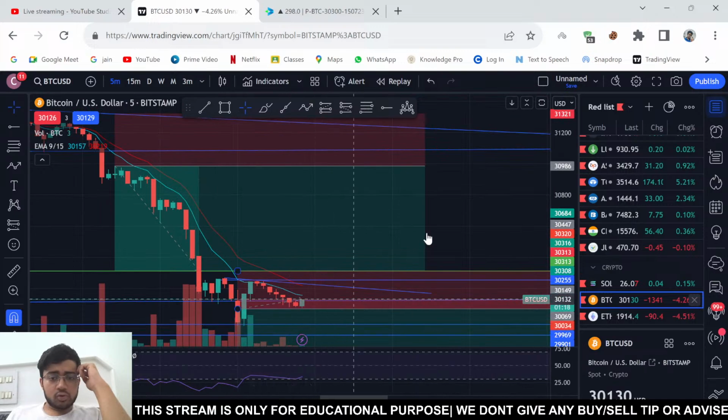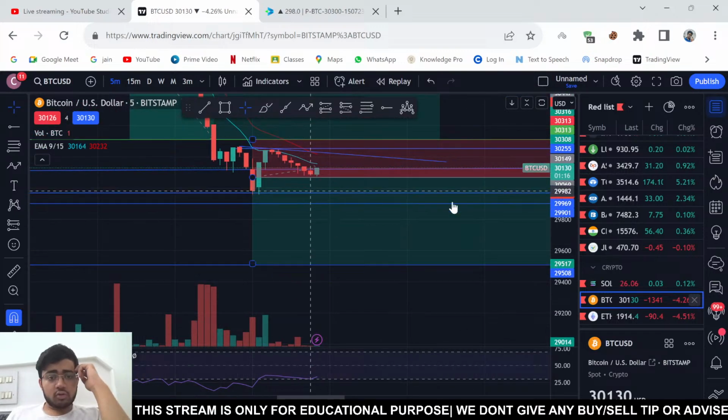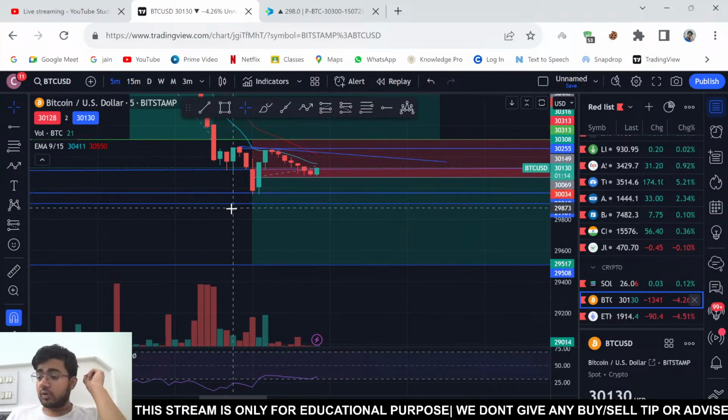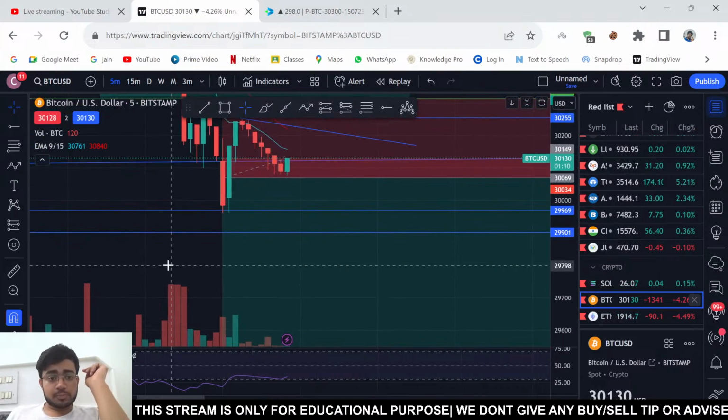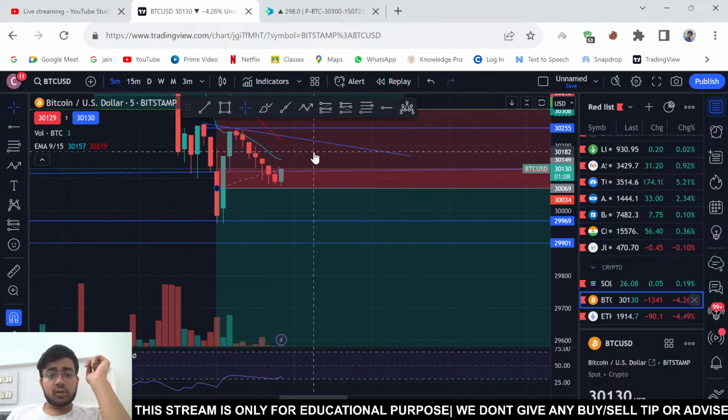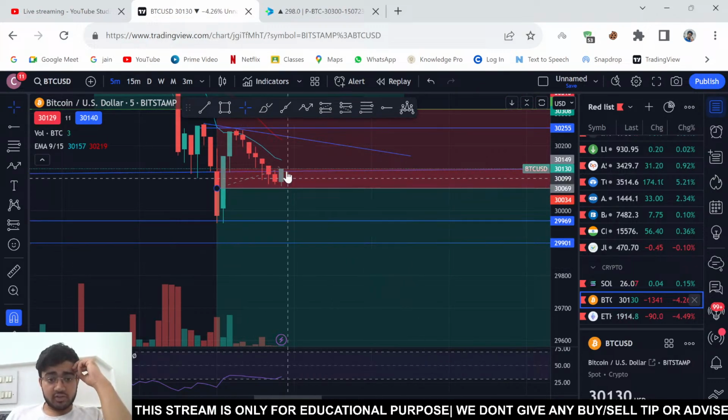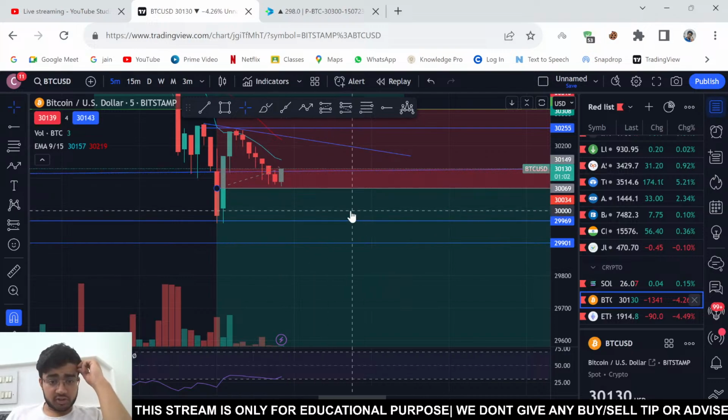There is no good volume in Bitcoin, guys. So all the big candles are being formed with very small volume. So now the big bars cannot be trusted. Like this one, if this is a big bar, it cannot be trusted.